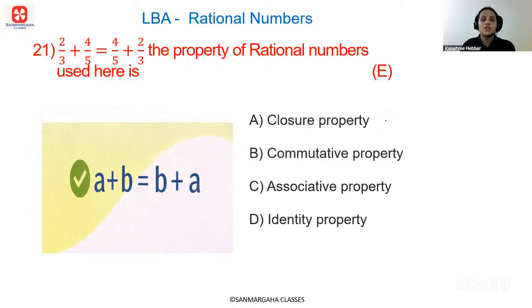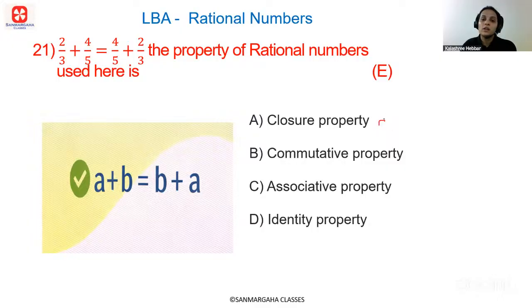LBA Rational Numbers question number 21. 2 by 3 plus 4 by 5 is equal to 4 by 5 plus 2 by 3. The property of rational numbers used here is: A. Closure property, B. Commutative property, C. Associative property, D. Identity property. Okay, so let us know what closure property is.